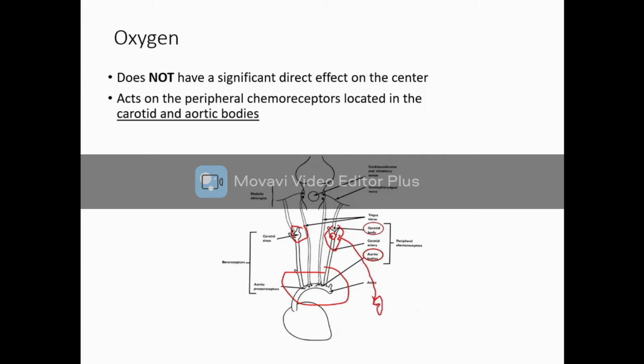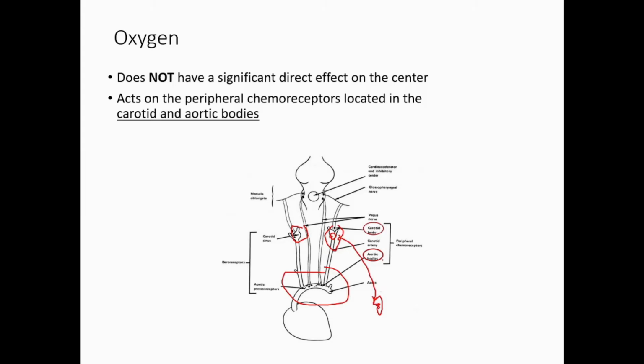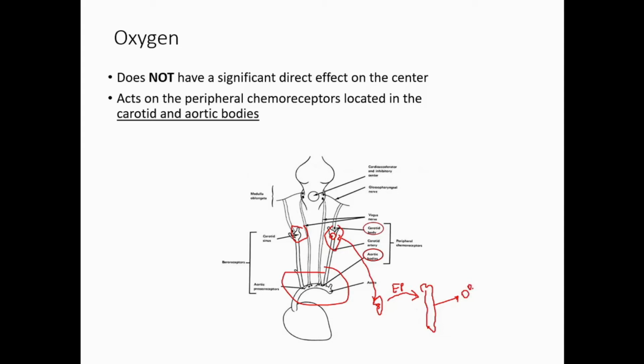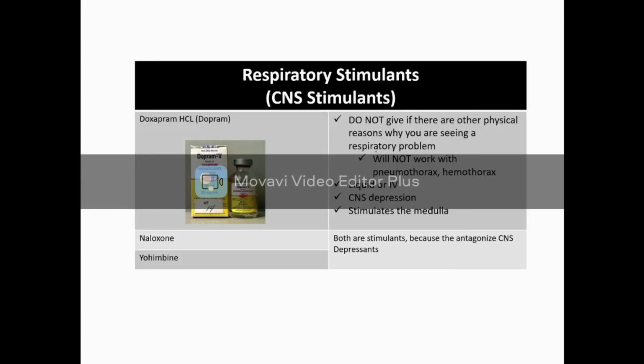If the kidney gets information that there are decreased levels of oxygen, what it's going to do is send erythropoietin to the bones. And in the bone marrow, we're going to make red blood cells. Red blood cells carry oxygen. So the more red blood cells we have, the more ability we have to carry any oxygen that might be available in the body. Okay, so oxygen does not affect the center.